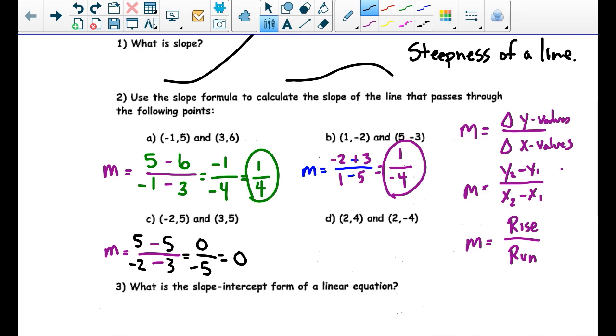So a 0 slope, again, it's special because of the type of line it makes. Okay, so 0 slope is a horizontal line. Straight across, okay, horizontal line.